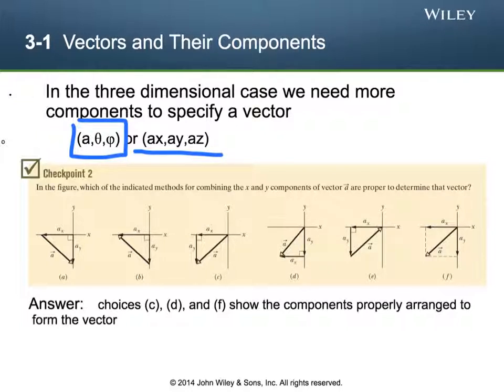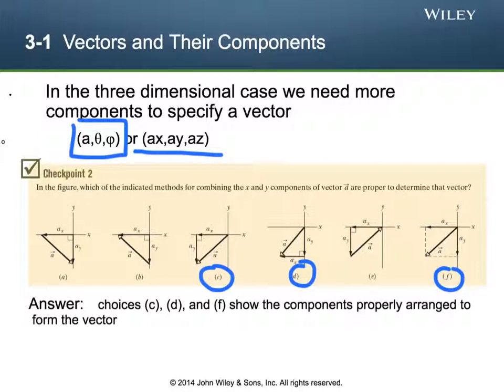Now let's look down at this checkpoint 2 here and talk through what we're seeing. We're seeing 6 different graphs that all have components and a resulting vector. And we want to know which one of these actually has a correct depiction of 2 components, an x and a y component, and its resulting vector A. If we look at these graphs, graphs C, D, and F all have the proper components. Now, why can you tell that?